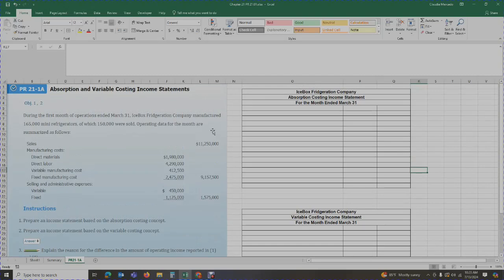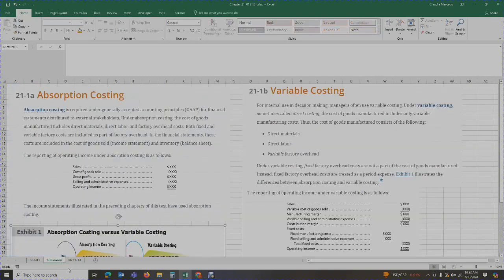So, like I've always stated, when you are solving a problem, it is important that you locate the section in the ebook that describes or explains that specific part of the problem. Okay, it's important to go back and reread those sections before you begin tackling the problem. So I went back to my ebook and I located the section that speaks about absorption costing and variable costing, because that is what we're going to be working on in this problem.